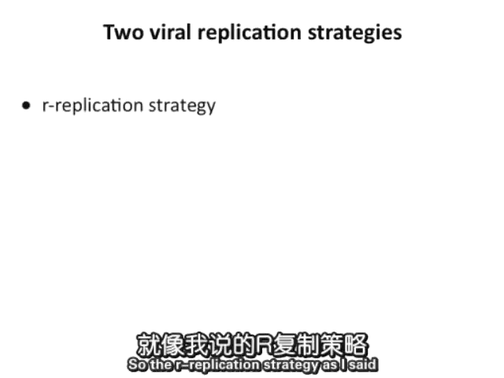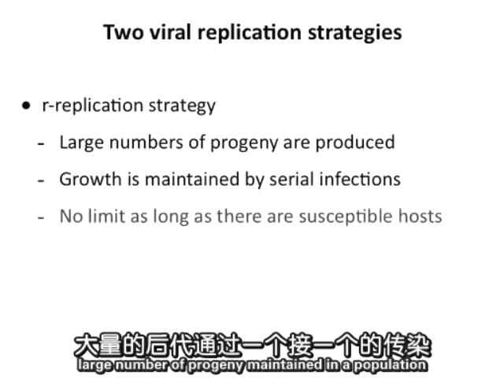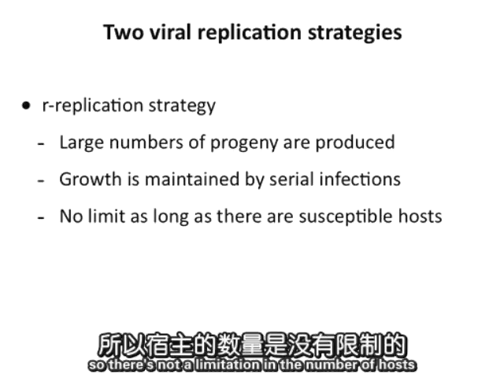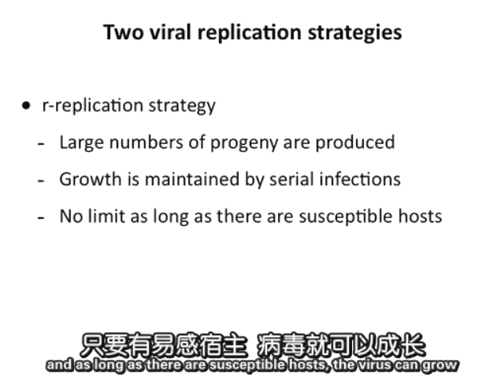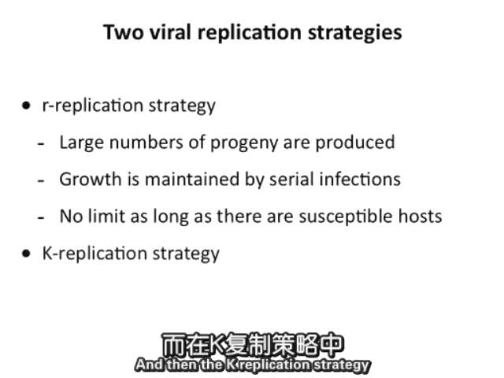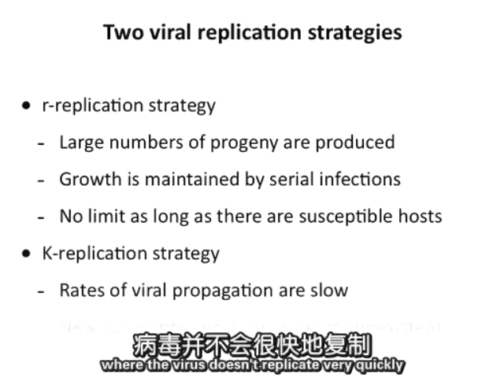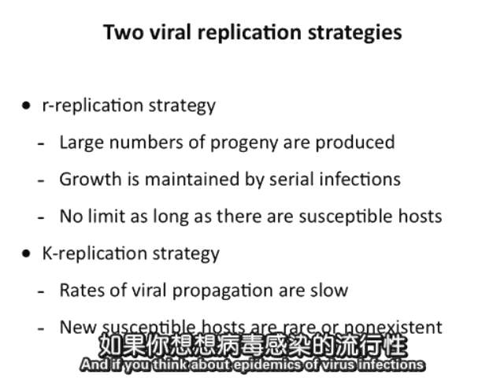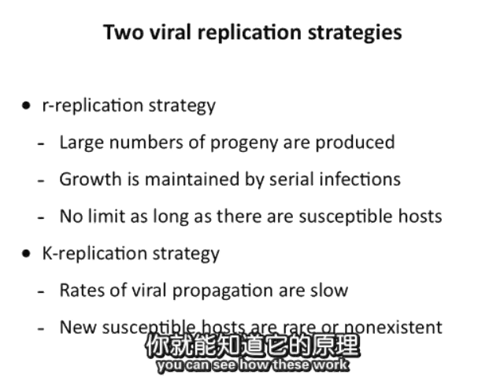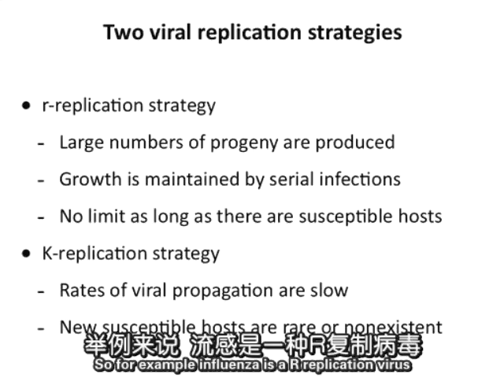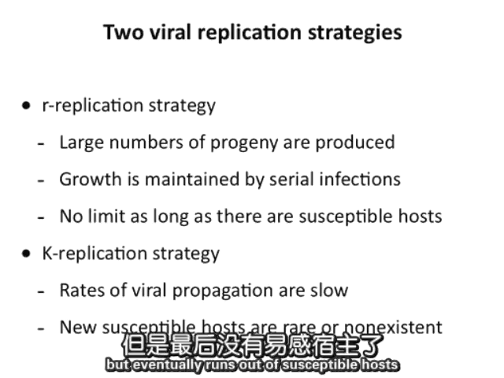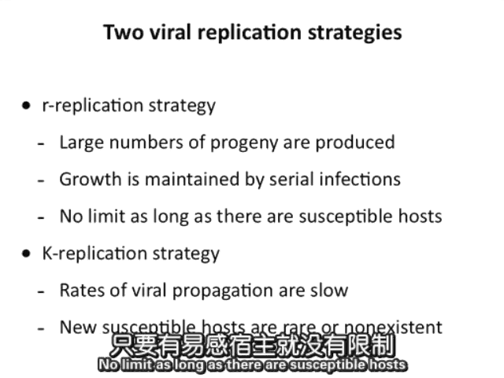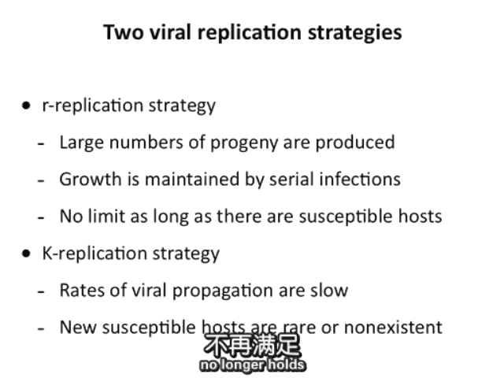So the R replication strategy, as I said, produces large numbers of progeny maintained in the population by infecting one person after another, so there's not a limitation in the number of hosts. And as long as there are susceptible hosts, the virus can grow. And then the K replication strategy, where the virus doesn't replicate very quickly, and the new hosts may be rare or non-existent. If you think about epidemics of virus infections, you can see how these work. For example, influenza is an R replication virus, but eventually it runs out of susceptible hosts because there's a lot of immunity in the population. So this last point, no limit as long as there are susceptible hosts, no longer holds.